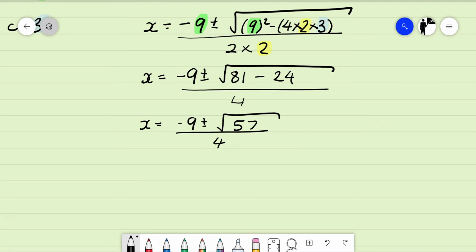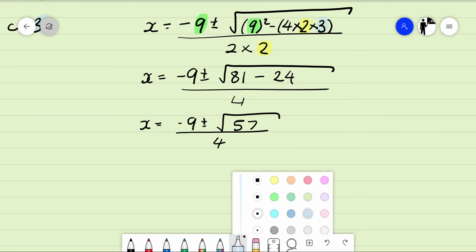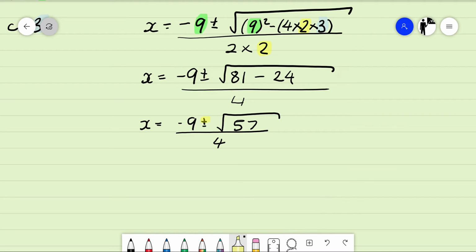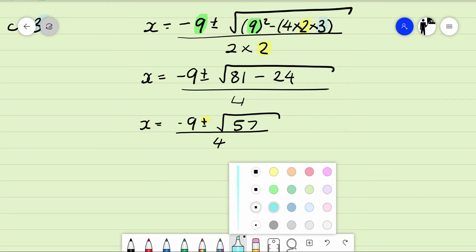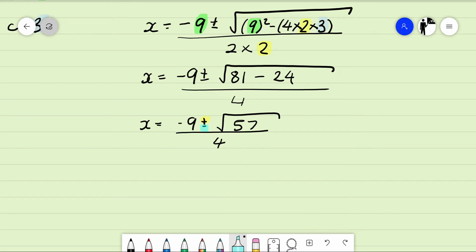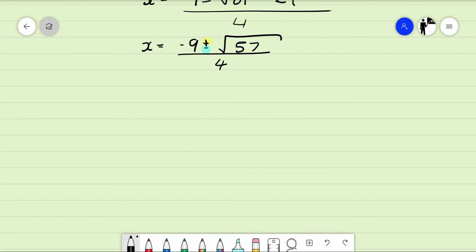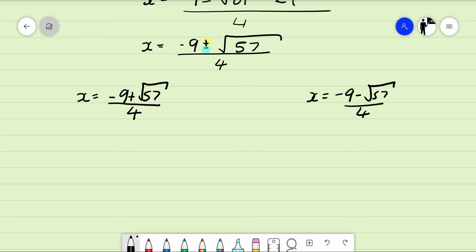Okay, so we are now at the stage where we need to split, just like how we would split and solve. We're going to need to split the plus and we're going to need to split the minus, because we want to have two answers. We always have two answers when we do these problems. So we're going to have x equals minus 9 plus root 57 all over 4, and x equals minus 9 minus root 57 all over 4. And this you just do in your calculator.